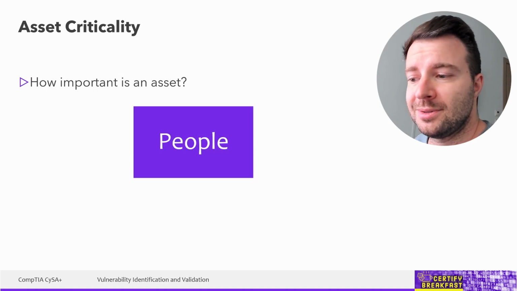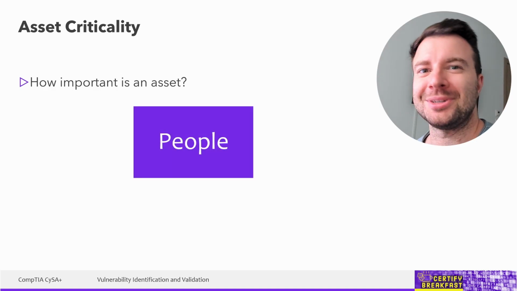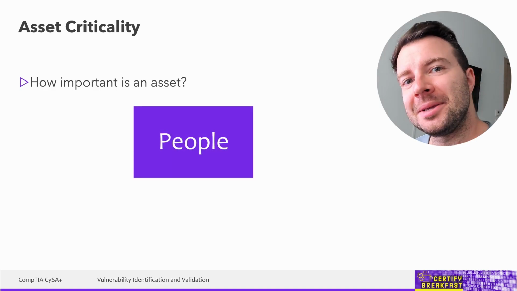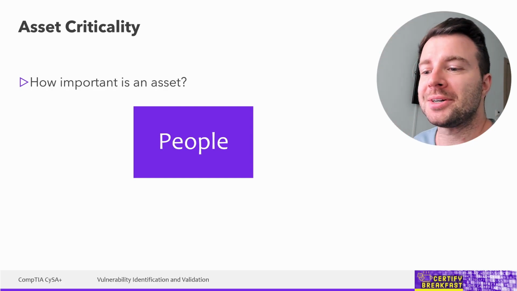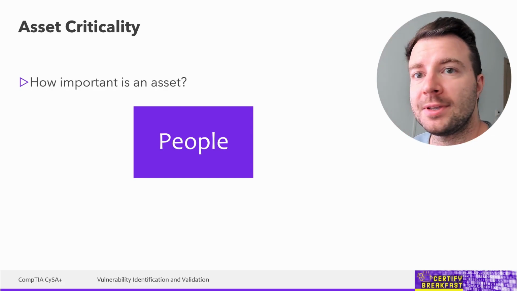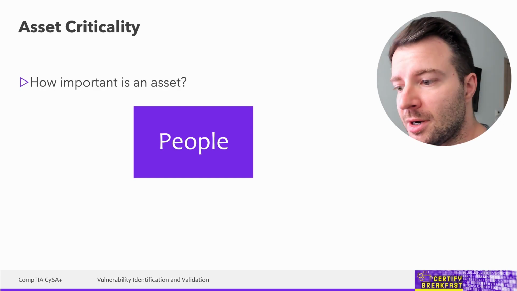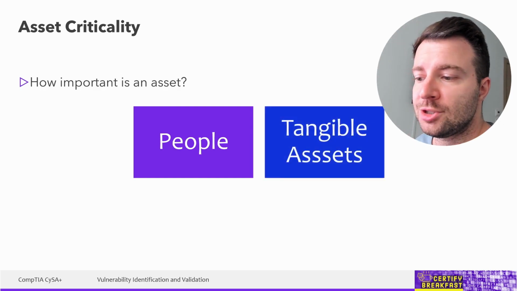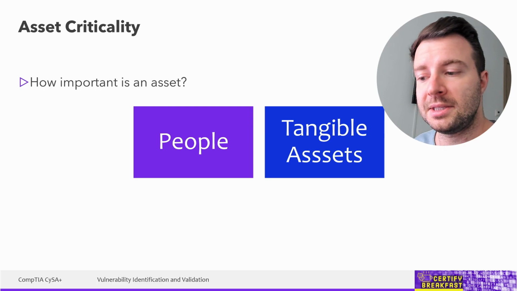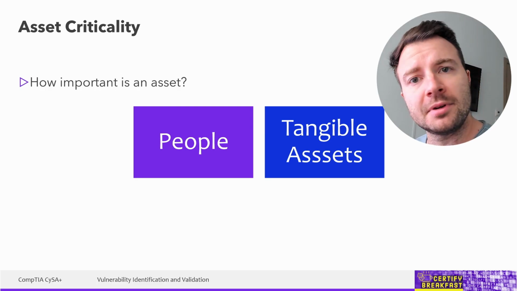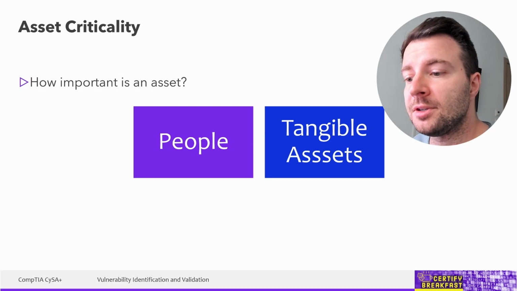So first, let's start with people. You thought we were going to start with servers, right? These are your employees, right? Your partners, your suppliers, even the visitors that come into your building, your offices. Then we're going to talk about tangible assets. Things like IT equipment, storage devices, even furniture, desks, and buildings.